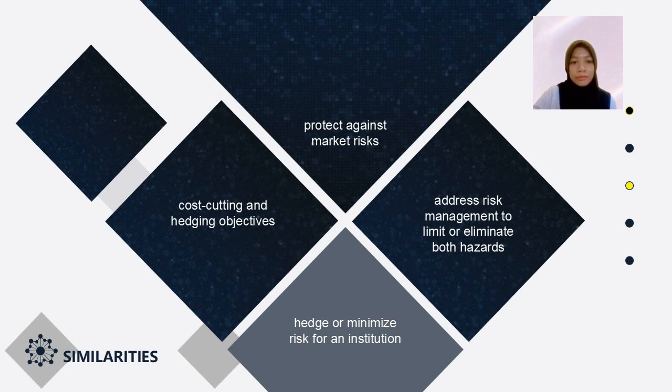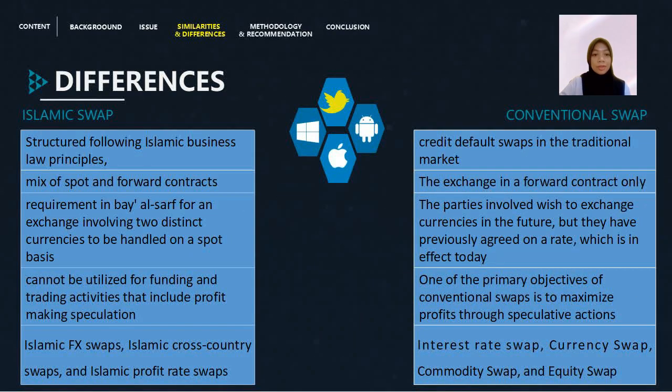To maintain their competitiveness, profitability, and sustainability, they address risk management to limit or eliminate hazards, and are used to hedge or minimize risk for an institution or financial organization by preventing the asset's value from being exposed to market volatility and fluctuation. Next, the differences between Islamic swaps and conventional swaps: Islamic swap must be structured to follow Islamic business law principles, which implies the contracts must meet Sharia requirements such as the elimination of riba, gharar, and any element of gambling in the transactions.